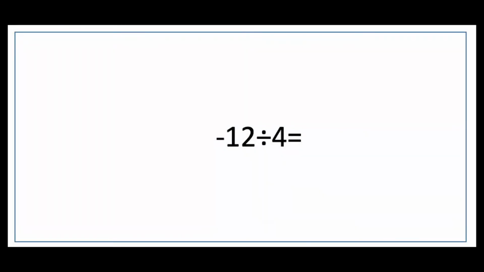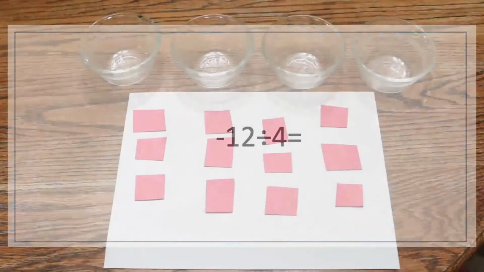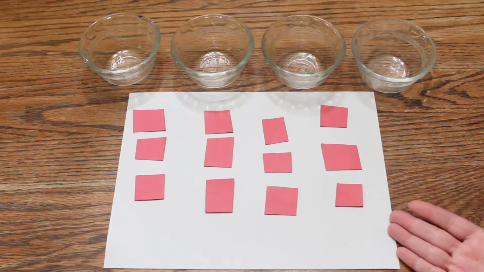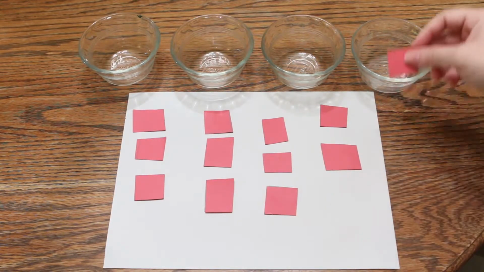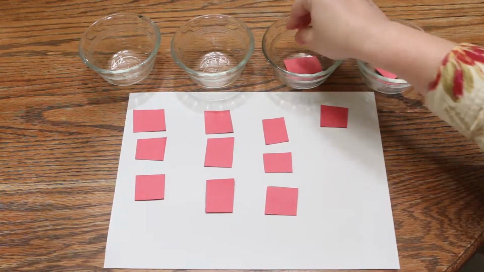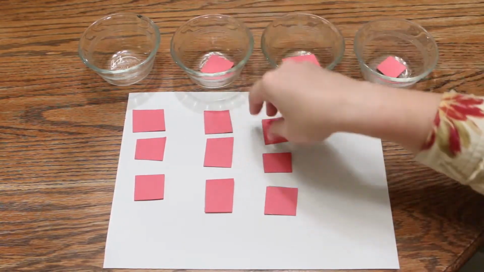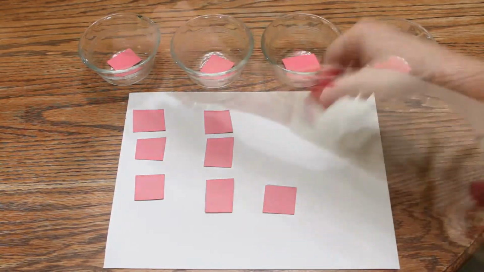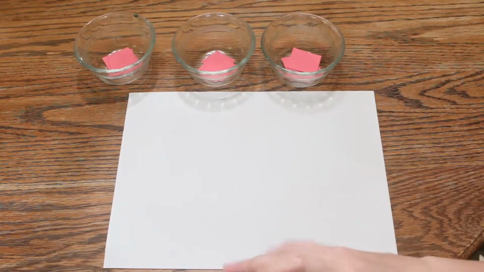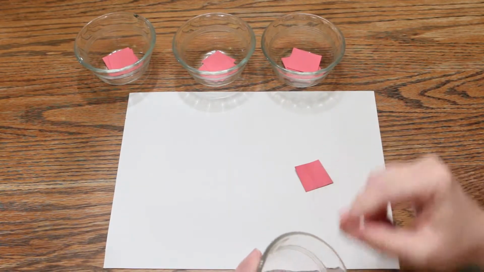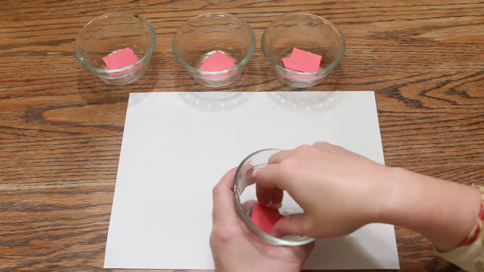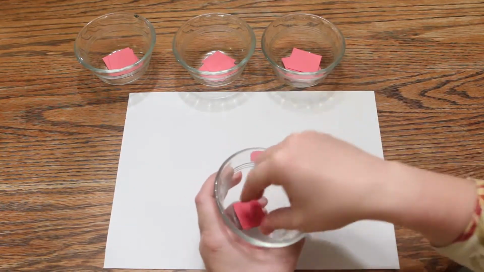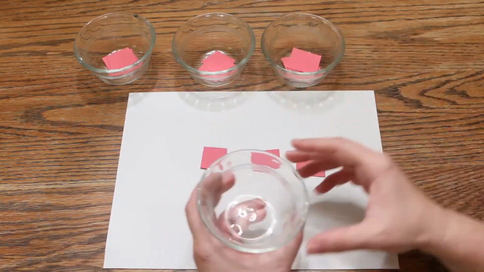Let's try a division problem, negative 12 divided by 4. This means to take 12 red tiles and divide them evenly into 4 groups. In each group, there are 3 red tiles. Negative 12 divided by 4 equals negative 3.